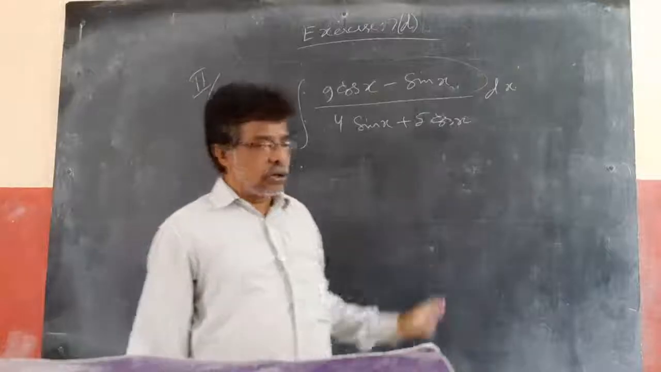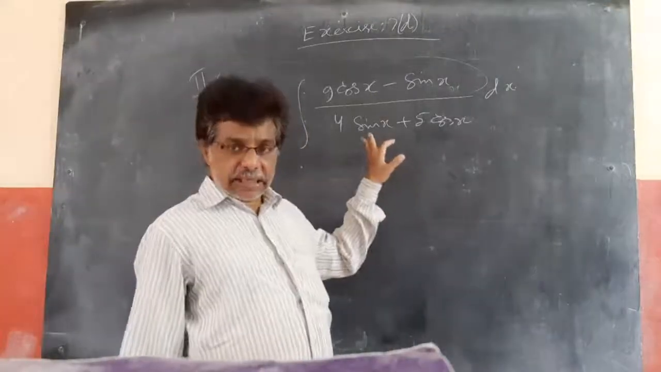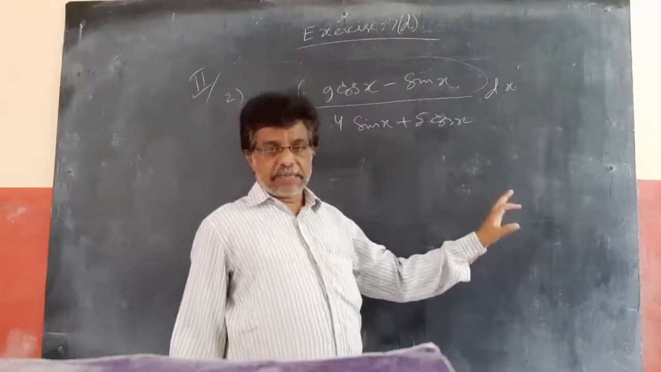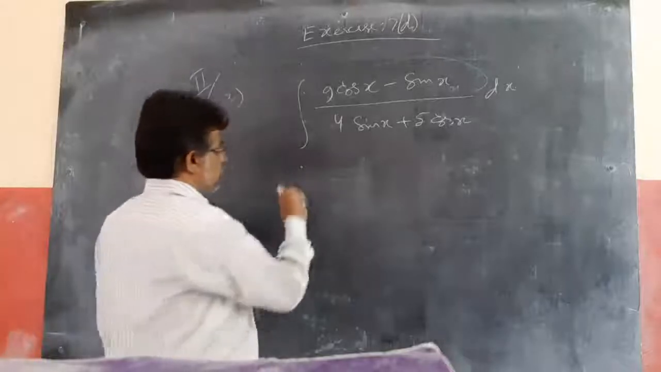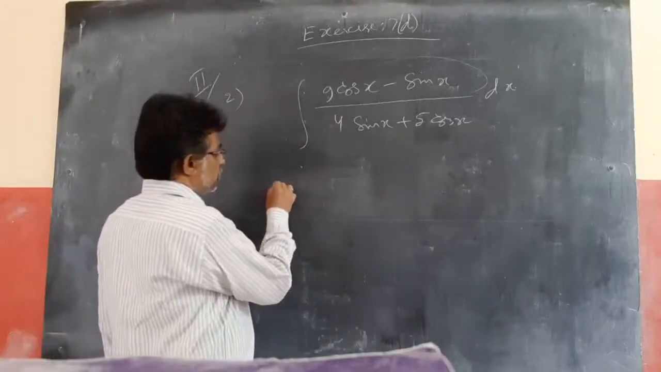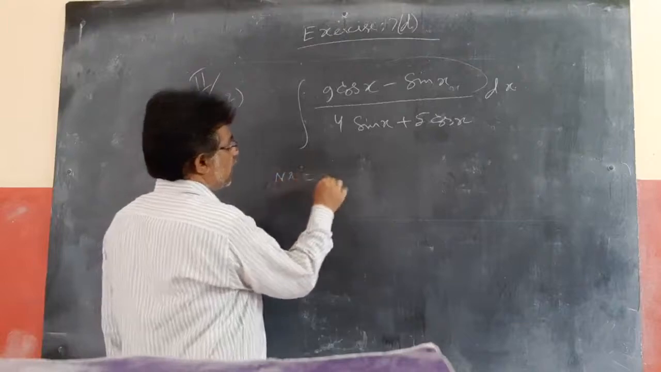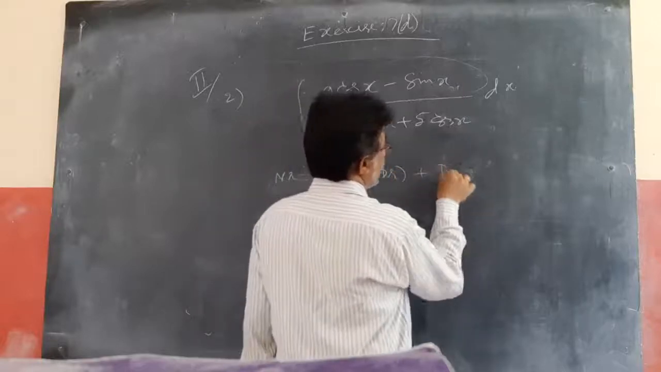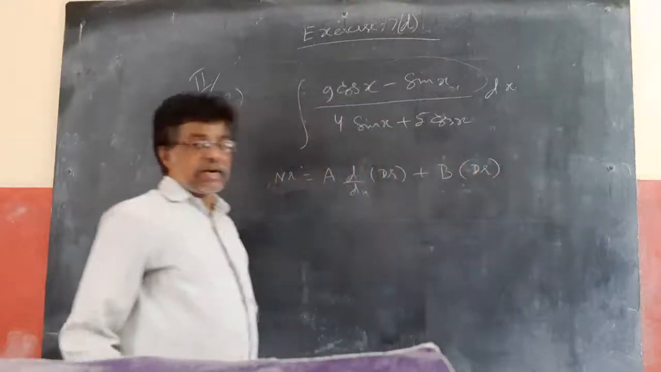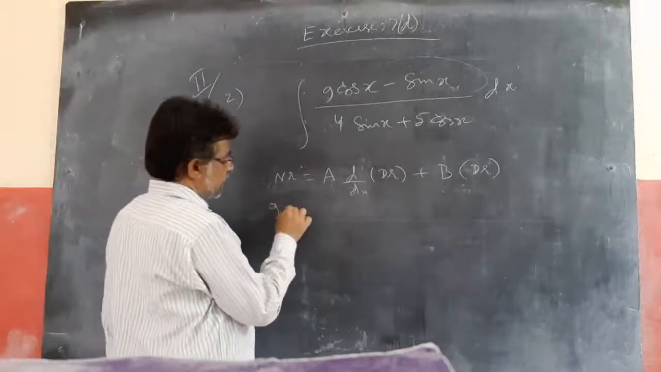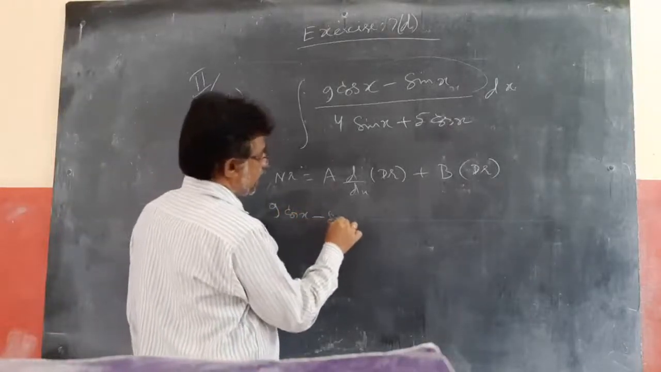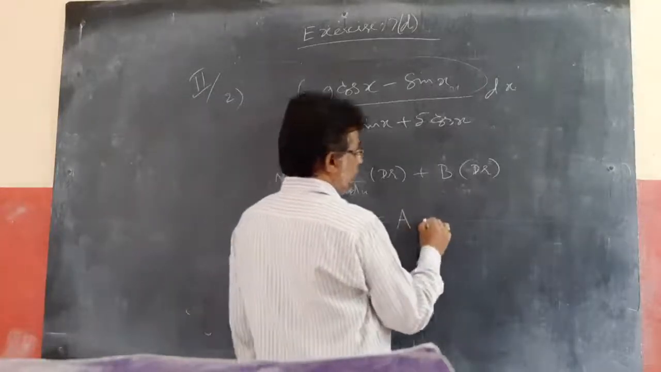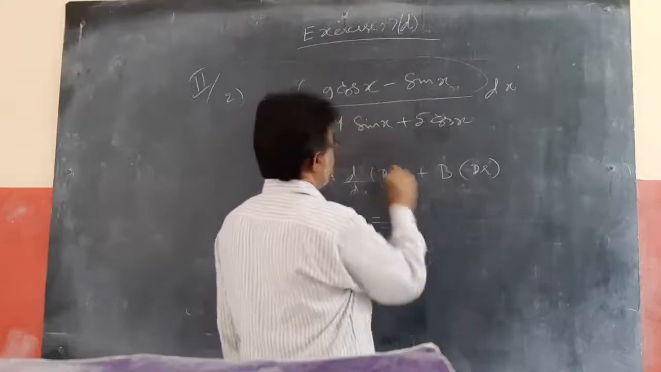So first take numerator equals a into d by dx of denominator plus b into denominator. You always write it like this, since it is in sin and cos form. The numerator here is 9 cos x minus sin x. I will assume that I can write this numerator as a into d by dx of denominator. What is the derivative of this?